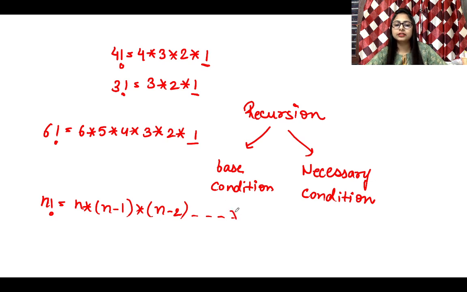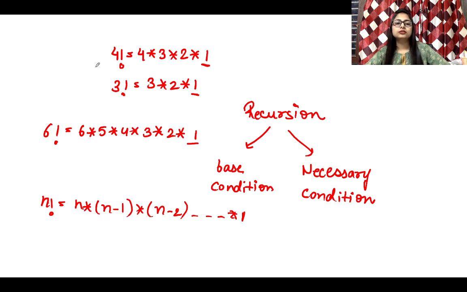What is the base condition in factorial? 1. Whenever we reach 1, we have to stop. Every time we do the same thing: whenever we reach 1, we stop. So this is the base condition. And the necessary condition is the one from which we can compute our function. That's why we need two things, base condition and necessary condition. If we get these two things, our problem will be solved.